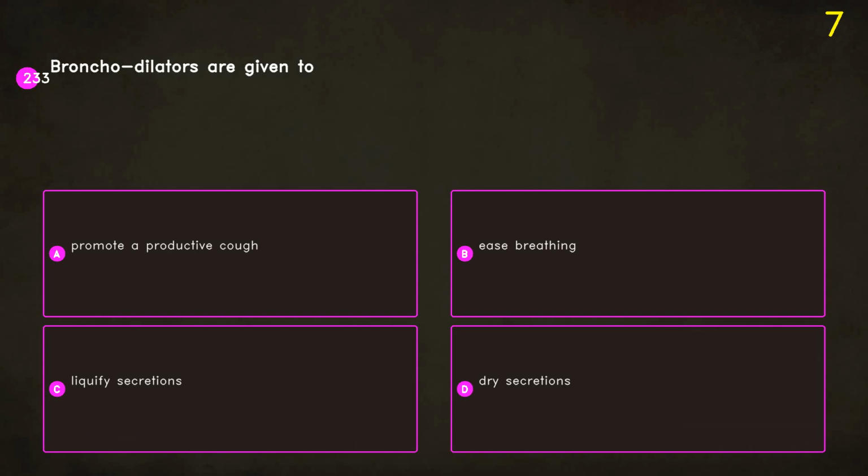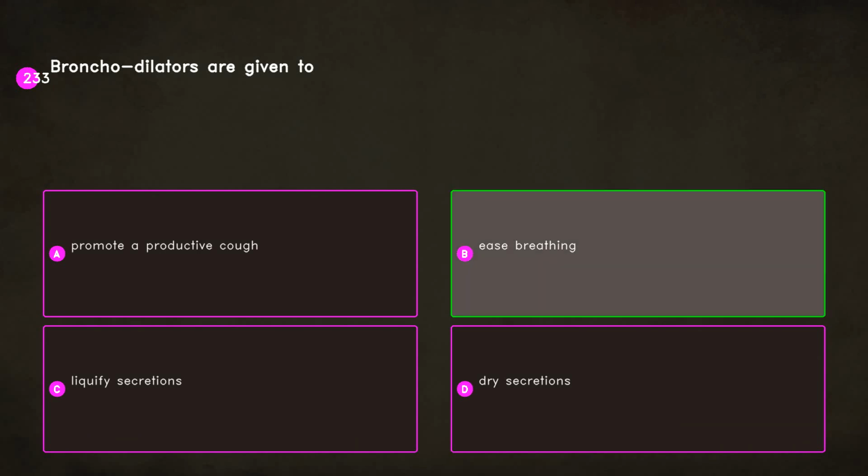Question 233. Bronchodilators are given to A. promote a productive cough. B. ease breathing. C. liquefy secretions. D. dry secretions. The correct answer is ease breathing.